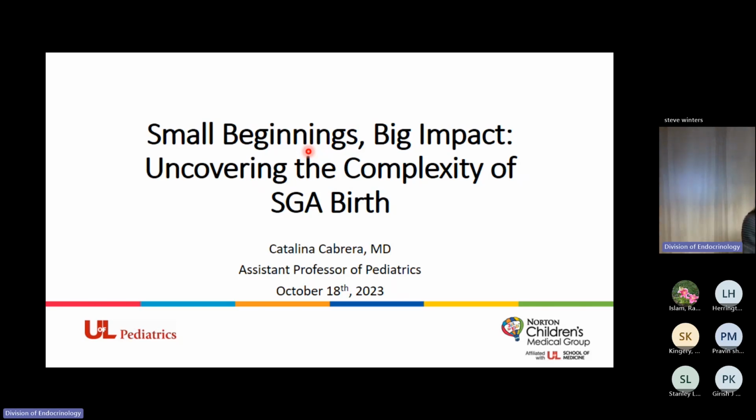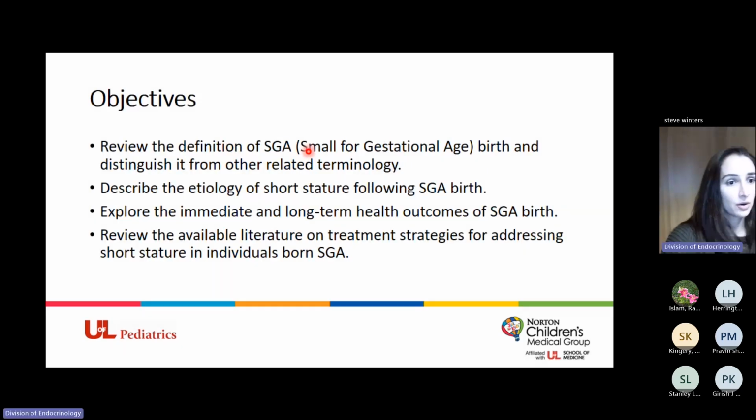Today the title of my talk is Small Beginnings, Big Impact: uncovering the complexity of SGA birth. SGA means small for gestational age. So we will review the definition of SGA birth, and then we'll talk about other different terminology that sometimes is easy to confuse.